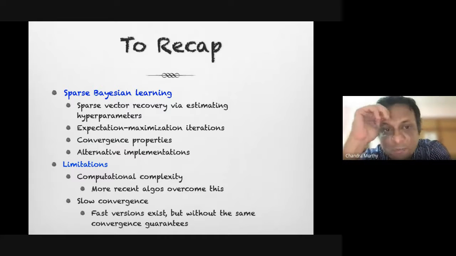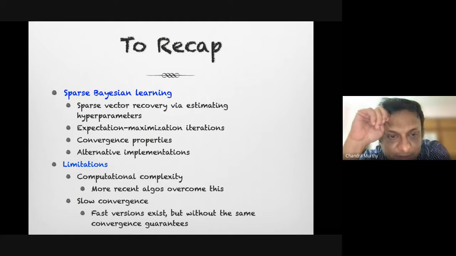So to recap this part of the presentation, we looked at this basic algorithm of sparse Bayesian learning, which recovers sparse vectors by estimating hyperparameters of the prior distribution. And then we looked at the expectation maximization iterations. And we discussed a bit about the convergence properties of the sparse Bayesian learning algorithm. And finally, we talked about a few alternative implementations.